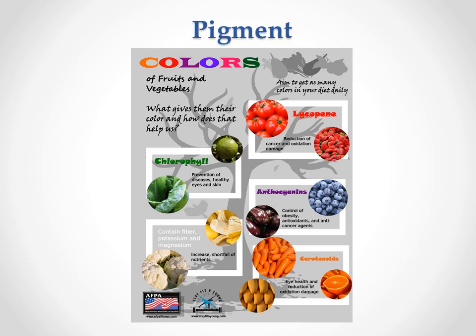Anthocyanin gives purple or blue color to the plant. The pigment betanin gives dark pink color, for example beetroot. And the pigment lycopene gives red color. For example, we see the red color in tomatoes.